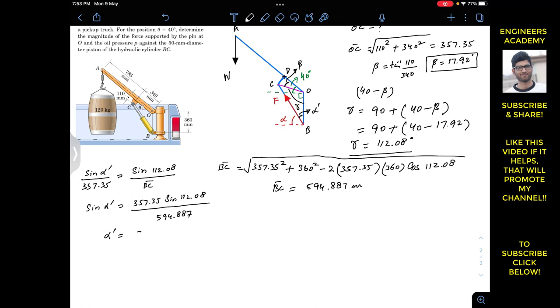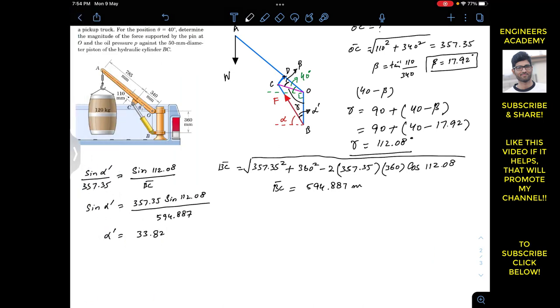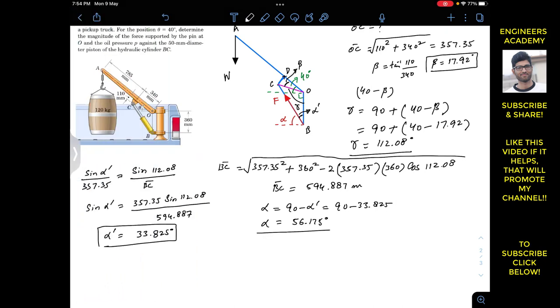So this alpha dash is equal to 33.825 degrees. Now to find that alpha of that force F with the horizontal, this alpha will be 90 minus this alpha dash. So alpha will be equal to 90 minus alpha dash, and 90 minus 33.825 gives us 56.175. So now we can resolve this force F into its components.